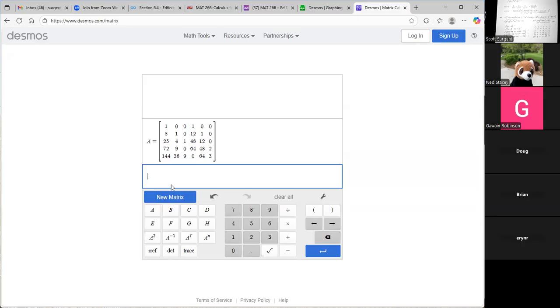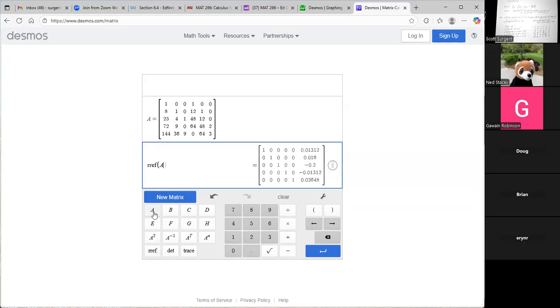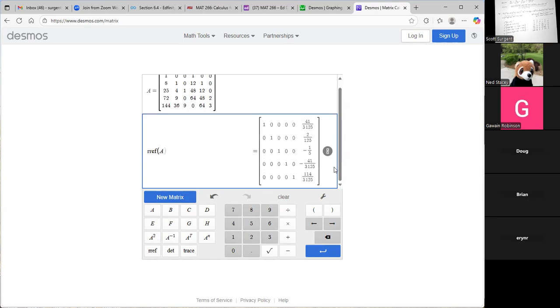And this is the beautiful part. I go RREF of A, and there's my answer. I hit this little fraction icon, and right now I've got my numbers. Beautiful. They're awful, but they're the answers. So A is 41/3125, B, I'll write this down, is 2/125. C is negative 1/5. D is negative 41/3125. And E is 114/3125.